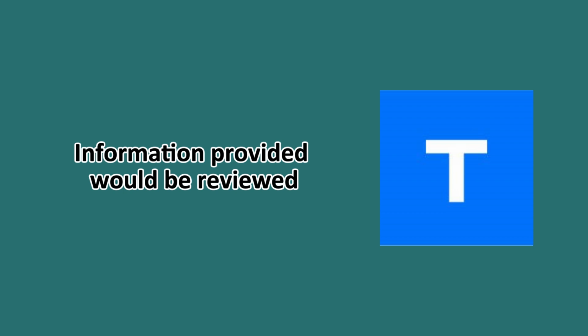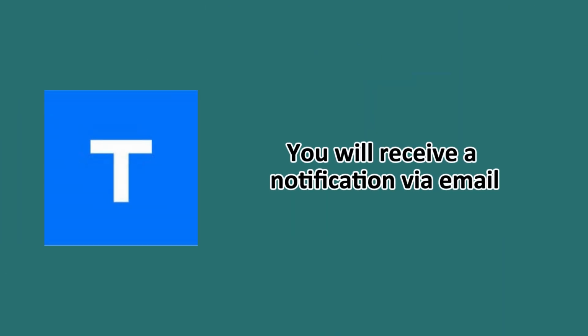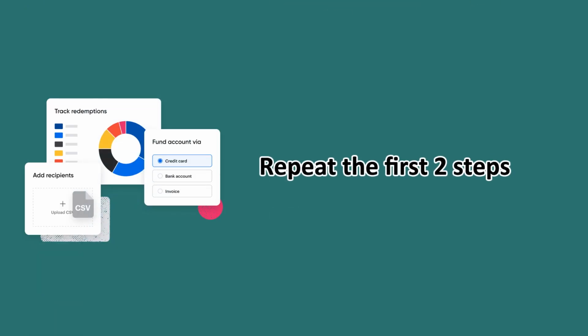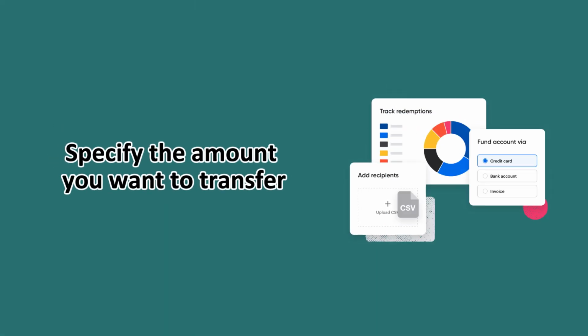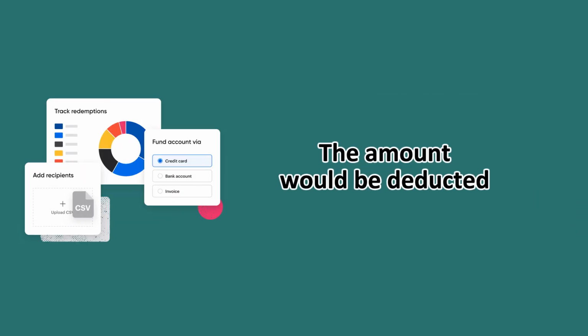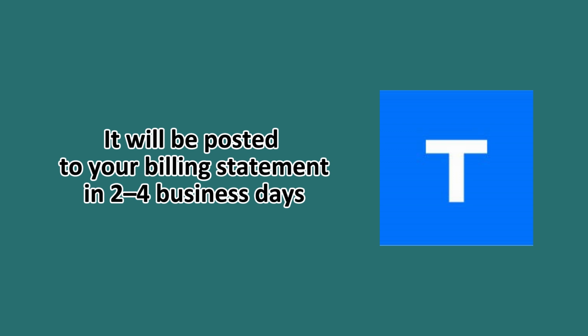Tremendous will review and approve the bank account, then you'll receive an email notification once it's approved. After approval, repeat the first two steps and specify the amount you want to transfer. The amount will be deducted from your Tremendous account immediately. It will be posted to your billing statement in the next 2 to 4 business days.